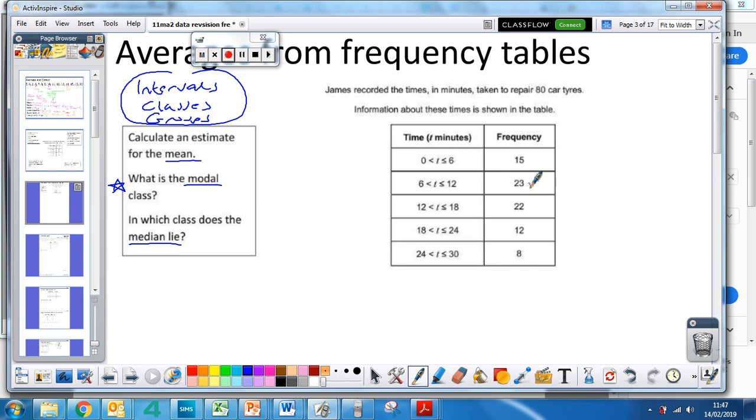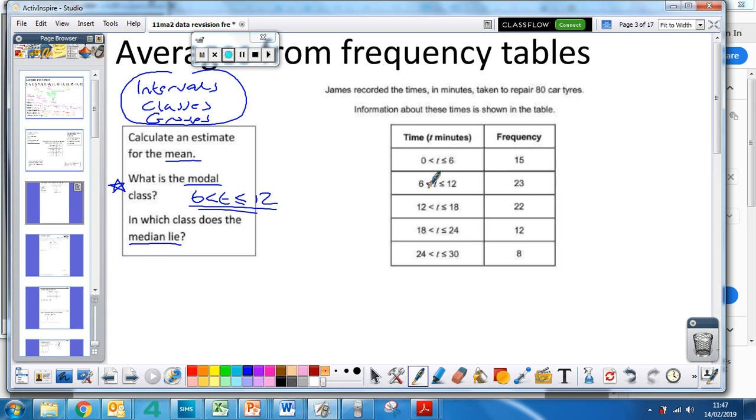23 is not the mode. The thing that happens the most is this thing here. This has the highest frequency. So our answer to the question, what is the modal class, is this: 6 less than t less than or equal to 12. You merely copy it from the table exactly as it appears, the thing that has the highest frequency. You'll get 1 mark for that in a GCSE exam.